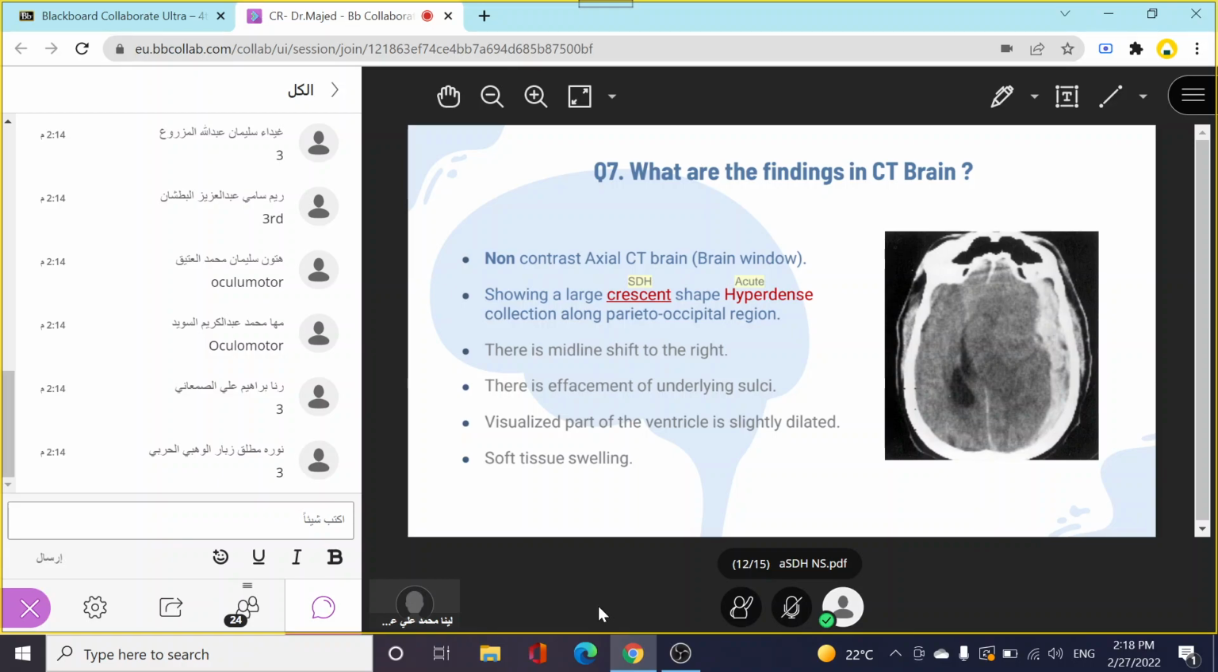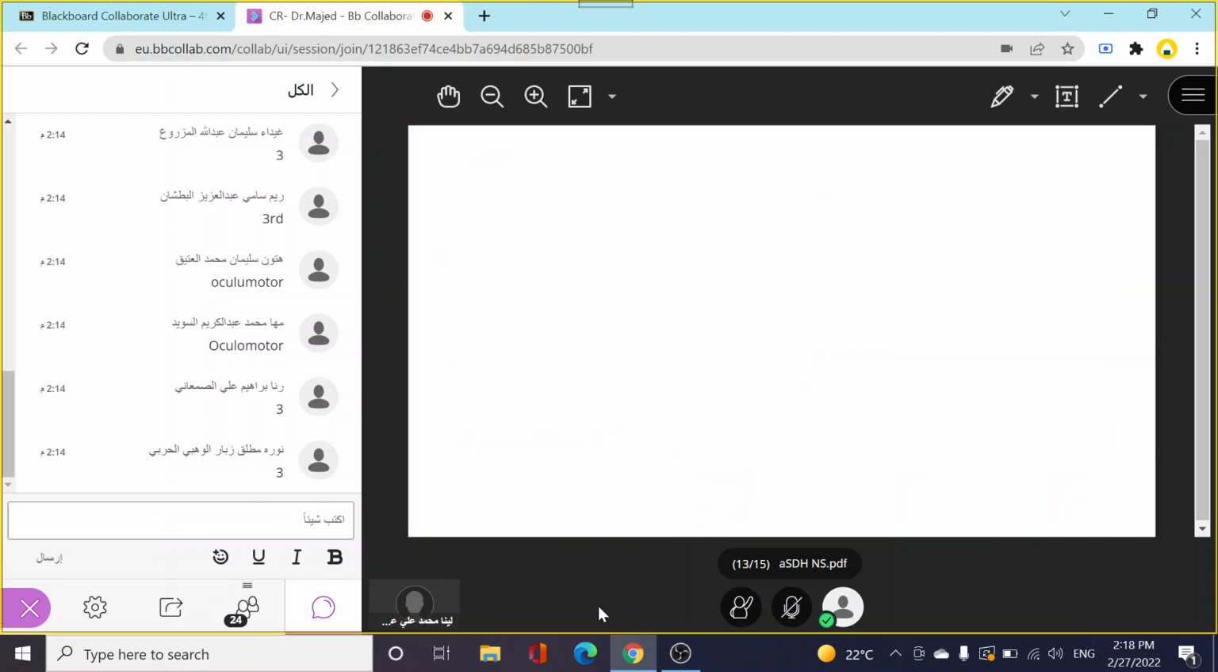So the diagnosis from the CT is an acute subdural hematoma. We say acute because it is a hyperdense collection, while in case the collection was isodense, it would be more consistent with a subacute subdural hematoma, and in case of a chronic subdural hematoma, we will have a hypodense collection.